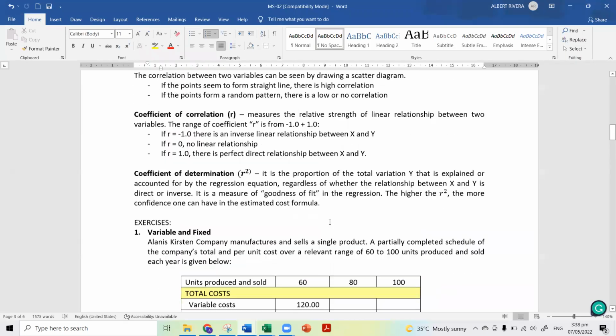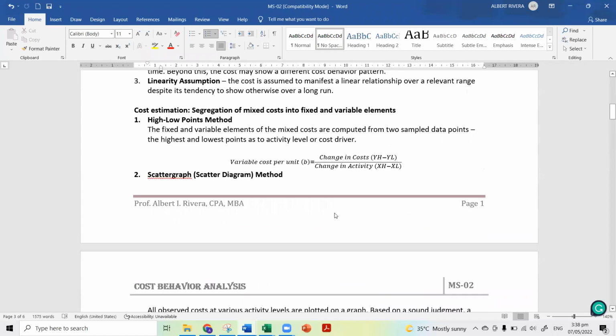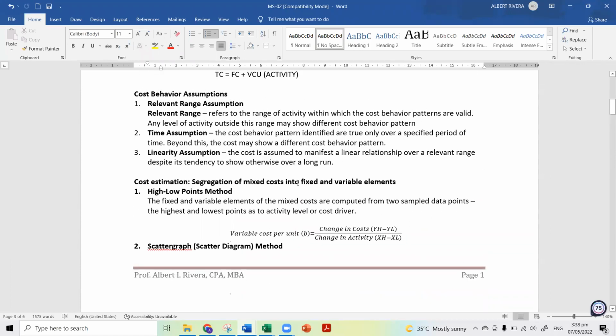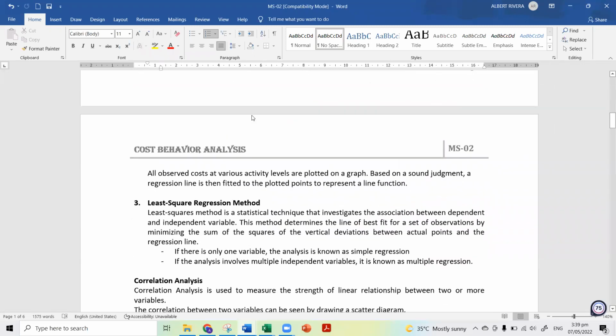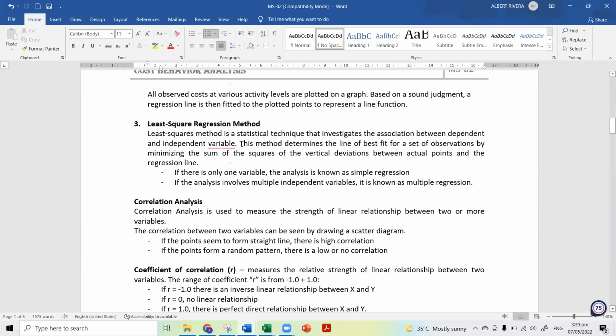Next. Balik tayo dito. These are the methods of segregating the mixed costs. I think we should start first with the high-low method. Okay? High-low method, this is the formula na makikita mo sa isang libro. In the high-low method, the fixed and variable elements of mixed costs are computed from 2 sample data points, the highest and the lowest points of the activity level or cost driver. Okay? Then we have the scatter graph and the least square. This is the most accurate, yung least square method.